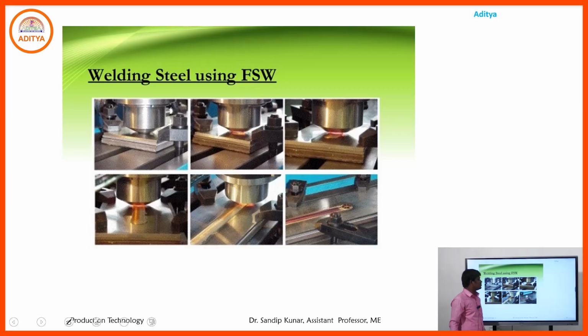Now, welding steel using FSW, friction stir welding, we are seeing in that figure both plates, stainless steel plates. Here the probe is there, across the joining faces of the stainless steel plates, the probe of that rotating tool. If we keep that probe across the joining surface, across the weld surface, a plastic state will be formed due to mechanical friction between the metal plate, meaning the welding faces, and the probe.